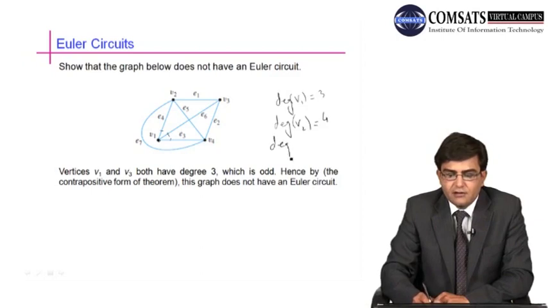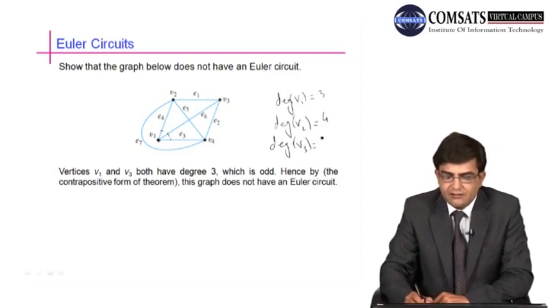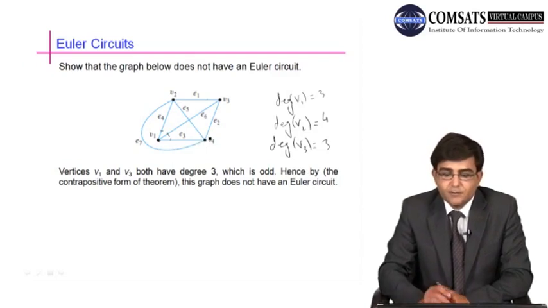And what is the degree of v3? There are 3 edges which are incident on v3, therefore the degree of v3 is 3, and degree of v4 is 1, 2, 3, 4. So degree of v4 is 4.